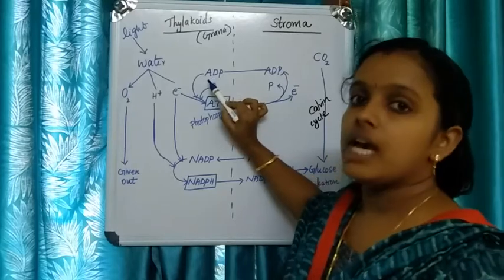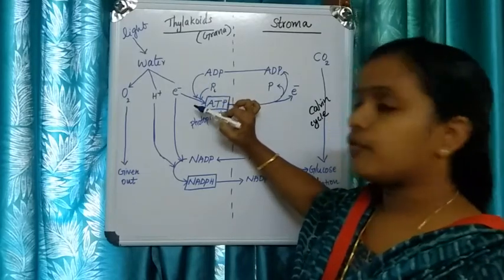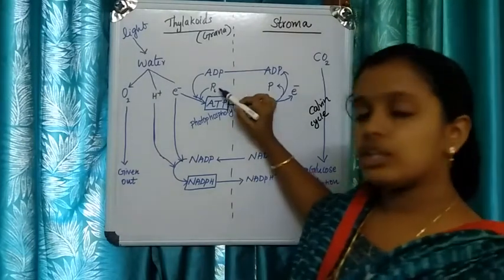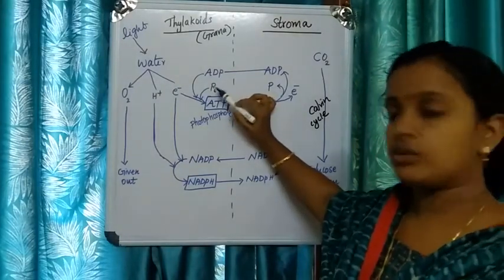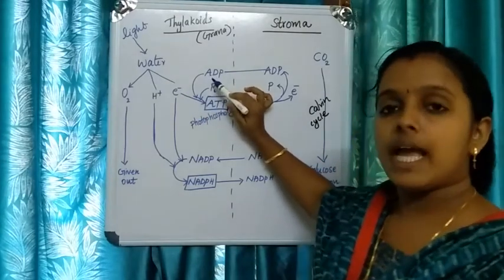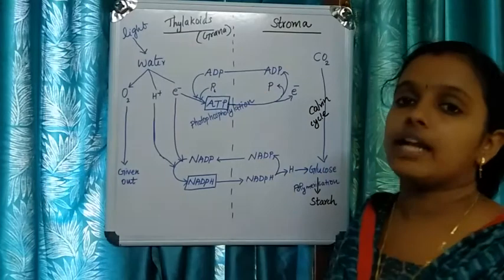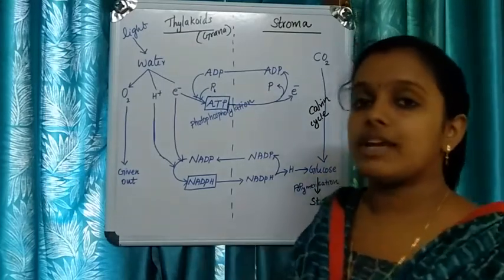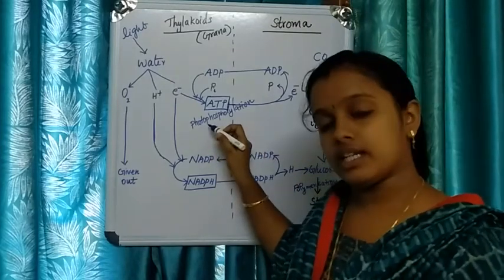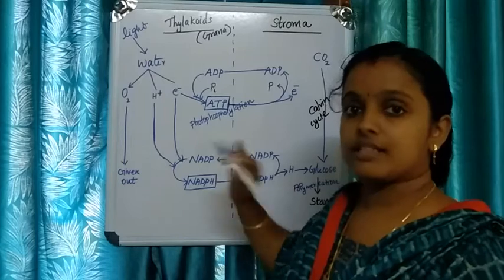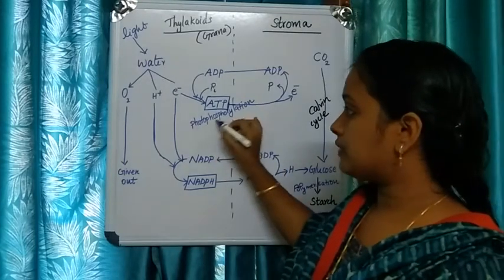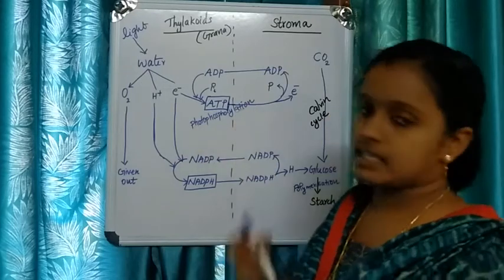So ATP is produced as a result of photophosphorylation. Photophosphorylation means addition of a phosphate group, and one electron also joins with the ADP. So addition of an inorganic phosphate molecule is known as phosphorylation. That process is taking place in the presence of light. So that reaction is known as photo, meaning light, phosphorylation. Photophosphorylation means phosphorylation in the presence of light.